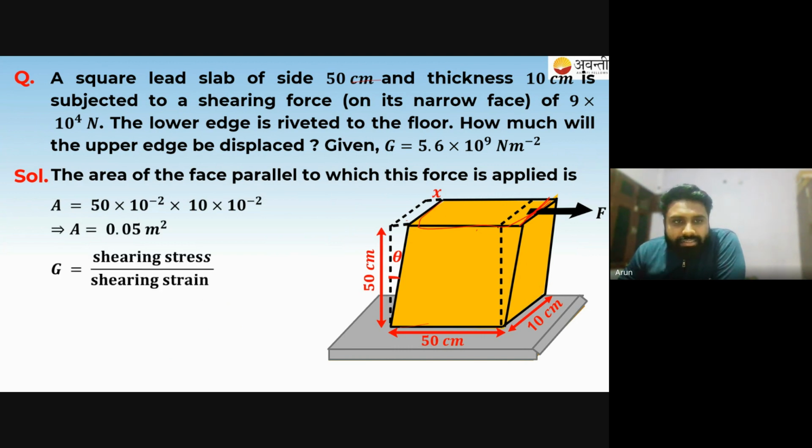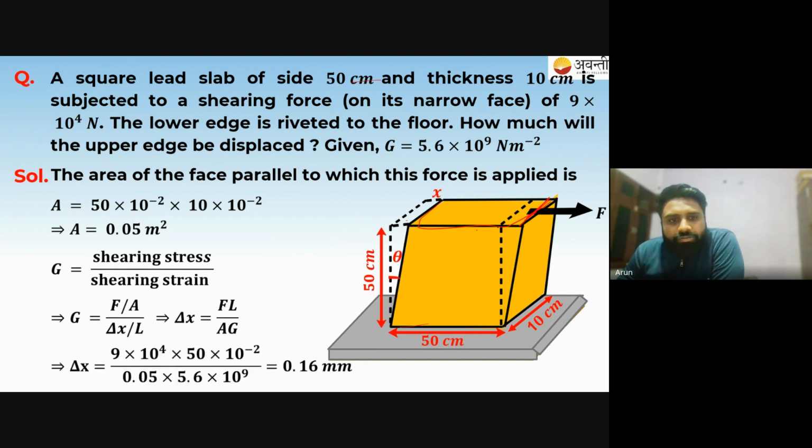We know that G is nothing but shear stress by shearing strain. So F upon A upon delta X by L. Only delta X has been asked to you. So delta X is equal to FL over AG. You have all the values, put them one by one, and you will have the answer. So it will get shifted by 0.16 mm.